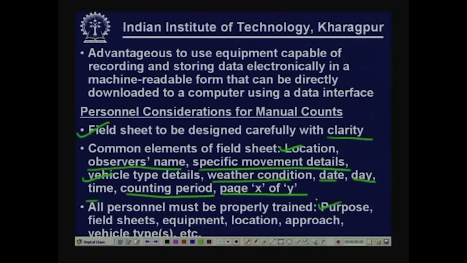So, the purpose, why they are carrying out the survey, what field sheet they are using, what equipment is to be used, where the survey is to be carried out, which approach of an intersection, for example, is to be taken, and what vehicle types a person will record, all these should be known. That is possible only when enumerators are trained well in advance. So, before you go to the field, you have to train the enumerators, sit with them, explain to them, and maybe carry out a pilot survey if necessary, to make sure that they have understood the requirements.